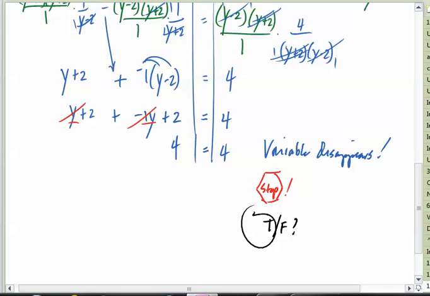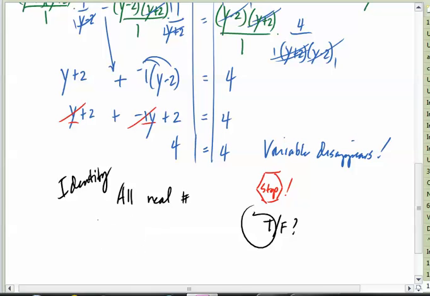It's true. That means that this is all real numbers. This is an identity, and all real numbers work. Okay? So this is an identity. How do we know what the value of x is? Well, the value of x is, we can actually do this, all real numbers.